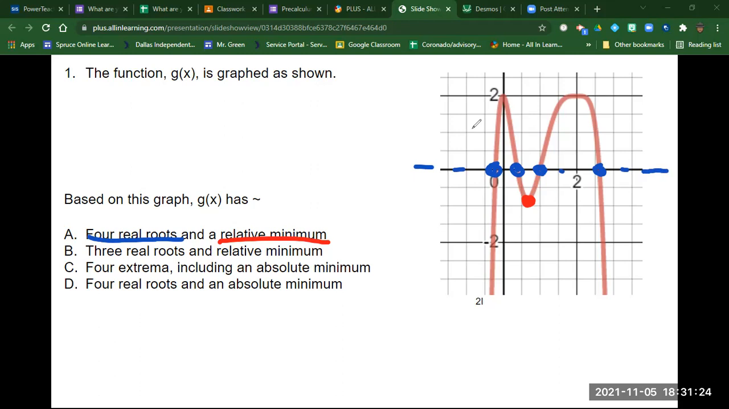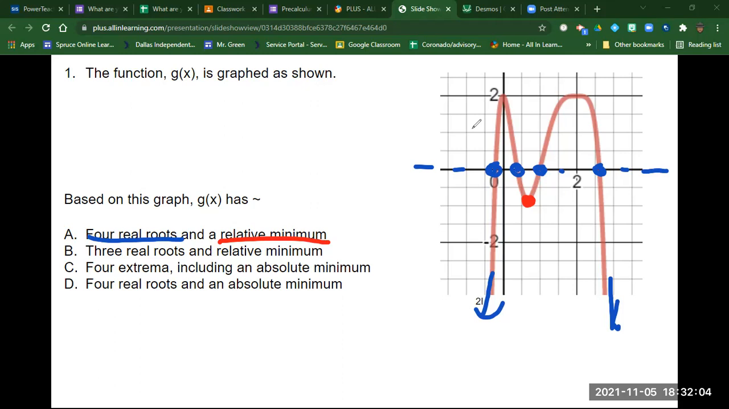You also have an absolute maximum. Here you actually kind of have 2 absolute maximums, but they're not asking about that. So none of these others will relate to that. But it has 4 real roots. It doesn't have an absolute minimum. It has a local minimum, but this is not an absolute minimum. Why? Because this graph never stops. So that's probably a long explanation for that.